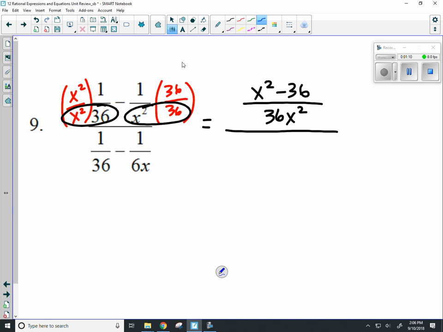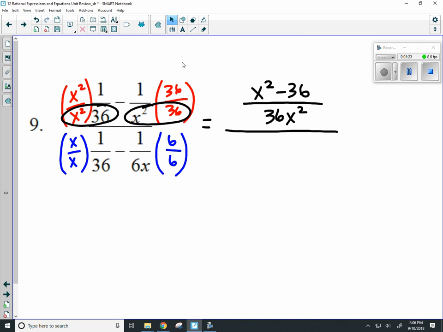Common denominator between 36 and 6x would be a 36x. So really all this fraction needs, this first one is x over x, and the second one just needs a 6 over 6. You could, if you wanted to, multiply this fraction by 6x over 6x, and this one by 36 over 36. It'll work. Just know that you're not getting the lowest common denominator, which means you're just going to have to factor it and cancel a little bit more at the end. But it should still work out.